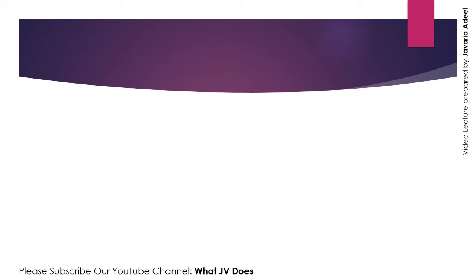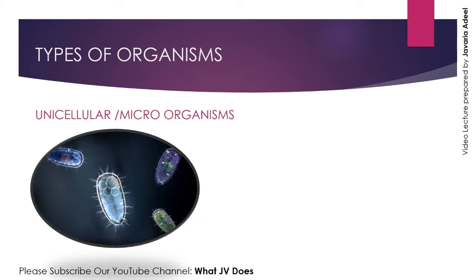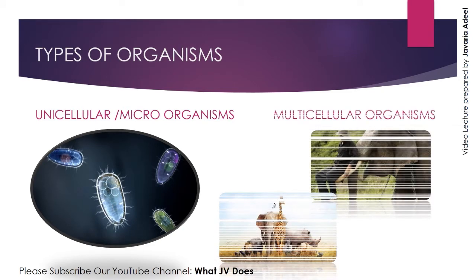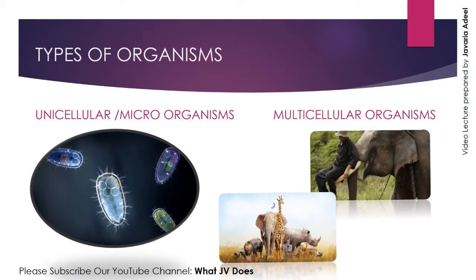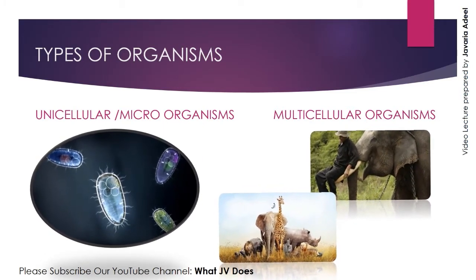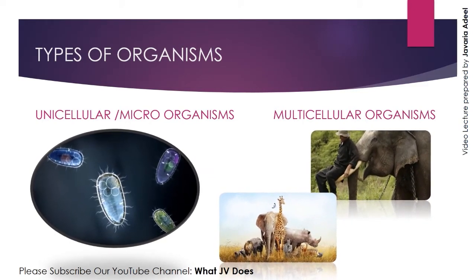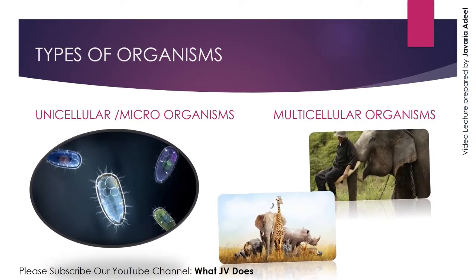Moving on towards the types of organisms. Well, broadly speaking, organisms are divided into two types. One is the unicellular or microorganisms, the other ones are the multicellular organisms. Now, some living things are made up of only one cell, so they are called unicellular or single cell organisms or microorganisms. Most of the unicellular organisms are microscopic. On the other hand, human beings, animals, and plants are made up of billions and billions of cells, and so they are known as multicellular organisms.